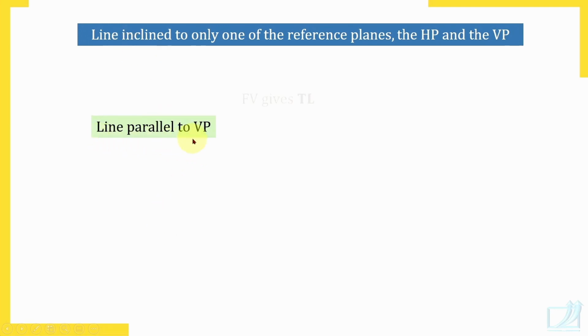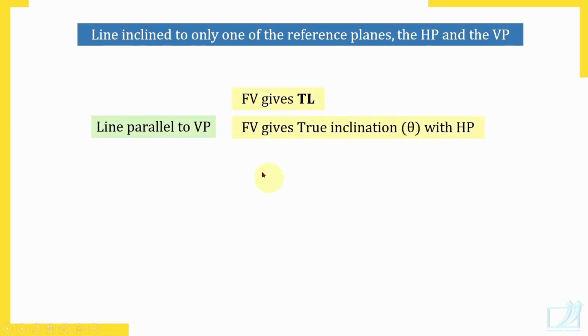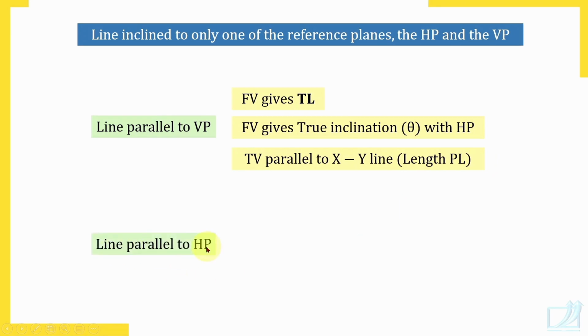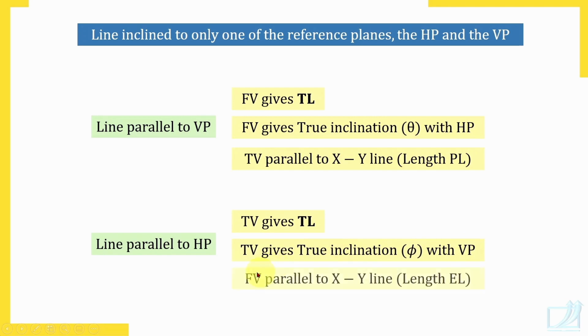If a line is parallel to VP, then front view gives true length, front view gives true inclination with HP, and top view is parallel to XY line. And if line is parallel to HP, then top view gives true length, top view gives true inclination with VP, and front view is parallel to XY line. Of course, top view gives details with respect to VP. So if line is parallel to VP, then its top view must be parallel to XY line. Front view gives detail with respect to HP. If line is parallel to HP, then front view must be parallel to XY line.